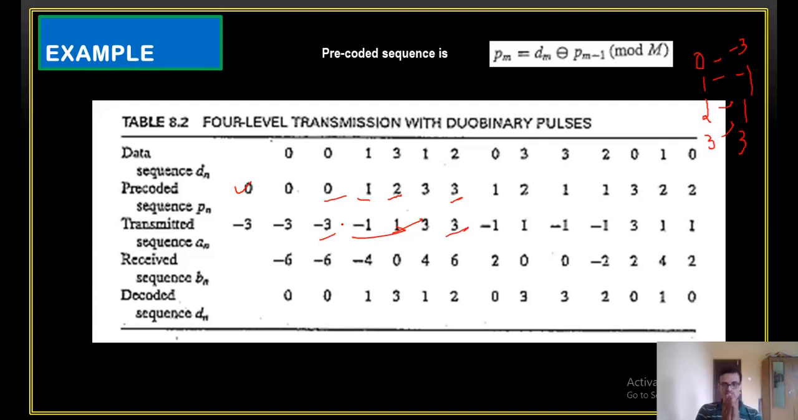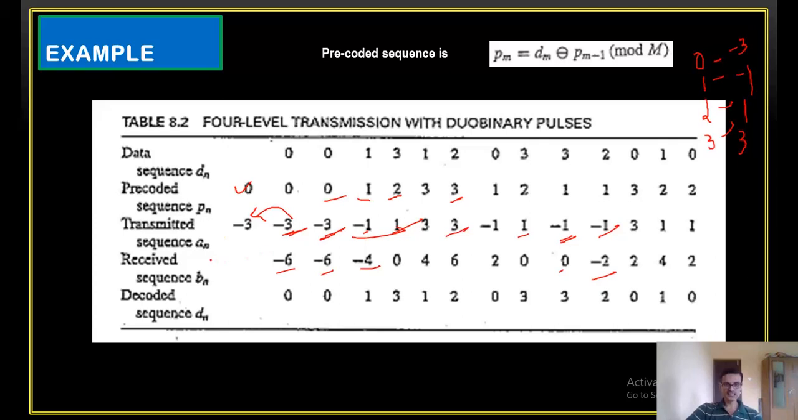In the DuoBinary coder, they are going to add the present symbol, the present voltage level, with the previous voltage level. Just look at this: minus 3 plus minus 3 is minus 6, minus 3 again minus 3 is minus 6, minus 1 plus minus 3 is actually equal to minus 4, right? Somewhere here, minus 1 plus 1 is 0, minus 1 plus minus 1 is minus 2. Okay, so this is what you are going to generate now.